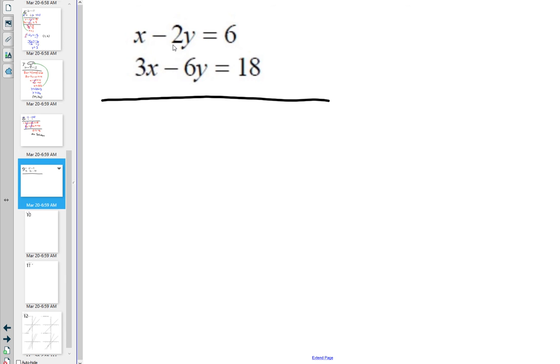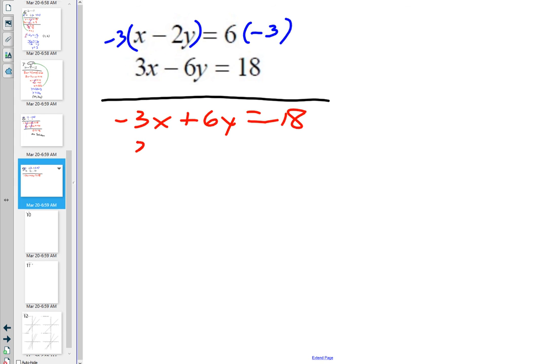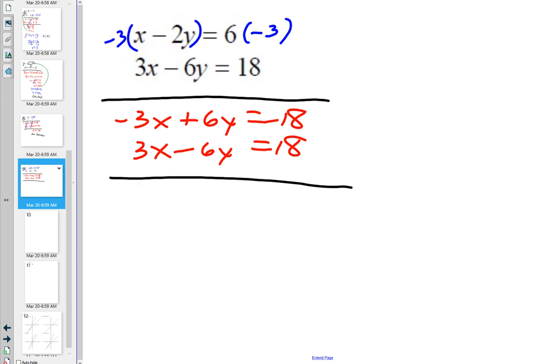Okay, if you want to get rid of the x's, then you could multiply the top by negative 3. And look, crazy things happening. Negative 3x plus 6y is equal to negative 18. 3x minus 6y is equal to positive 18. Oh, so 0 equals 0. That is correct. 0 does equal 0, and there's no more variables, so we know that there can't be one solution. I would hope you would already know that there could never be 2 solutions. So how many solutions are here?